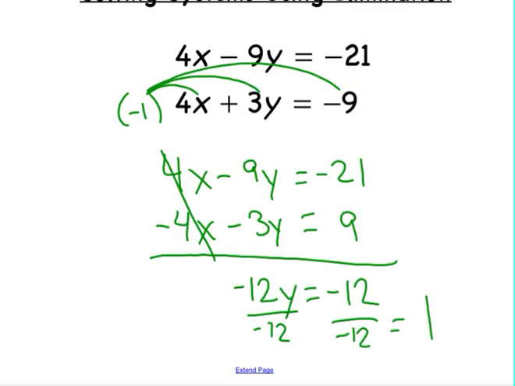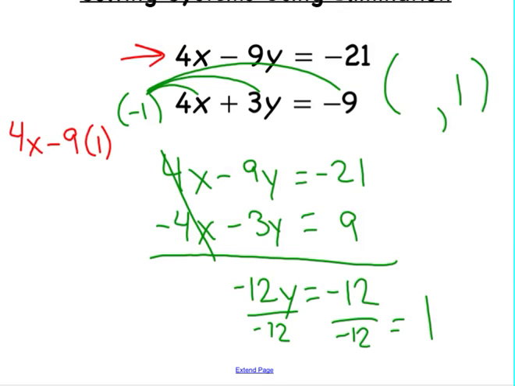And I get 1. So when I answer this problem, I know part of my answer is 1. And I put it there because that's the y value. So now let's go back and solve for x. I'm going to go back up to the first equation and write 4x minus 9 times 1 equals negative 21.